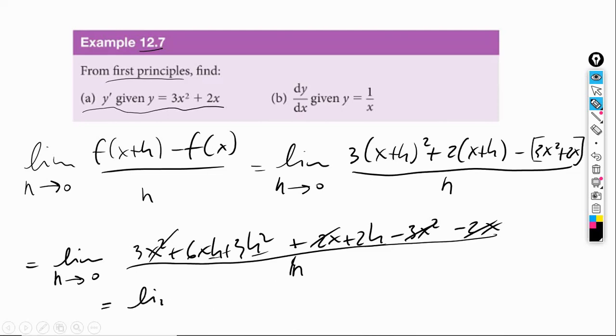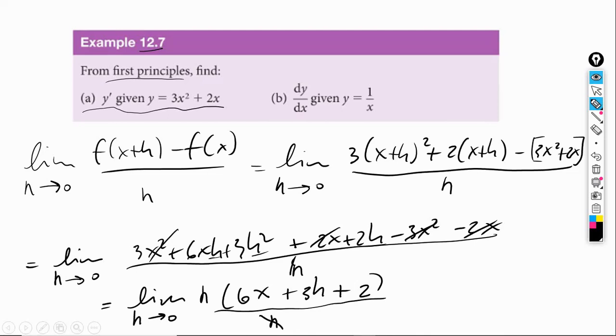So this would equal the limit as h approaches 0, and let's write this as h times (6x plus 3h plus 2), and all of this over h. So h in the denominator would be canceled out. Now we can plug in 0 for h, and we're going to get that the derivative of y is going to equal 6x plus 2.